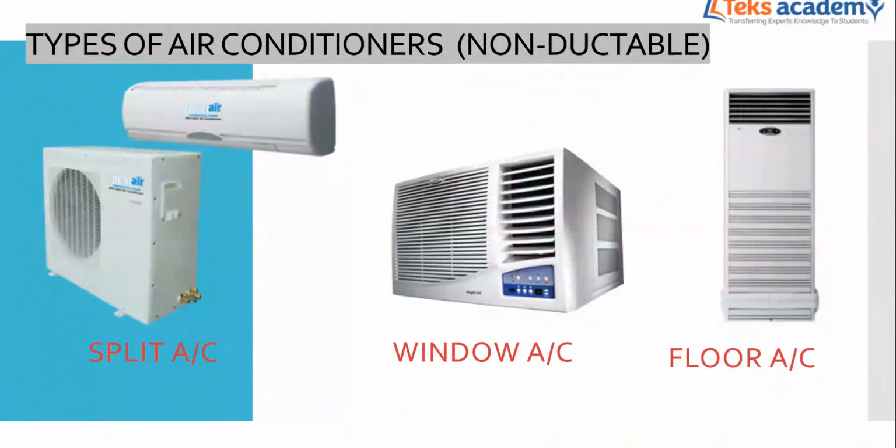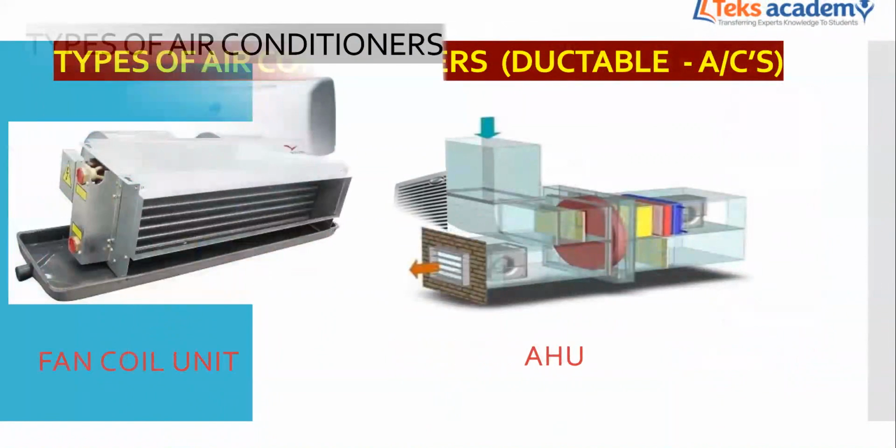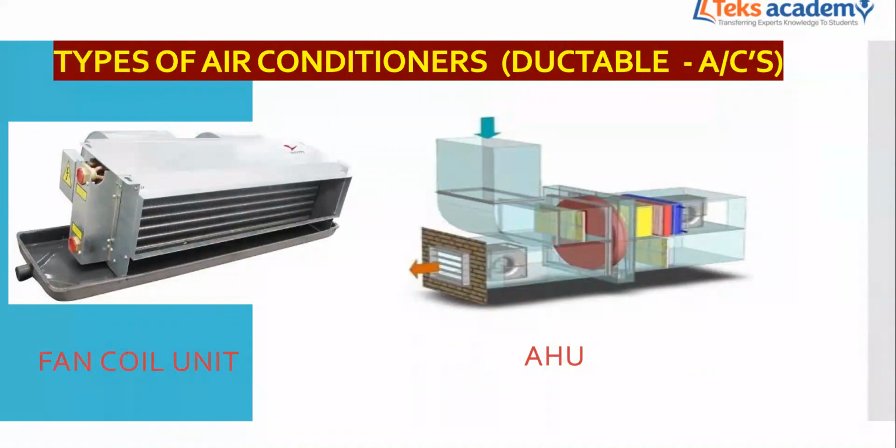Now, types of air conditioners: non-ductable and ductable. Non-ductable are split AC, window AC, and floor AC. These are the three types of non-ductable AC, which are used for residential homes, and ductable ACs are used for commercial places. Very rarely a fan coil unit is used, but the AHU is used for huge buildings like offices, hospitals, theaters, malls, etc. These are all ductable ACs.